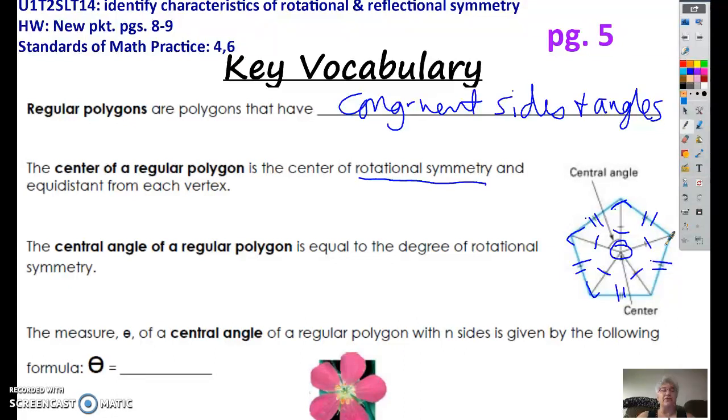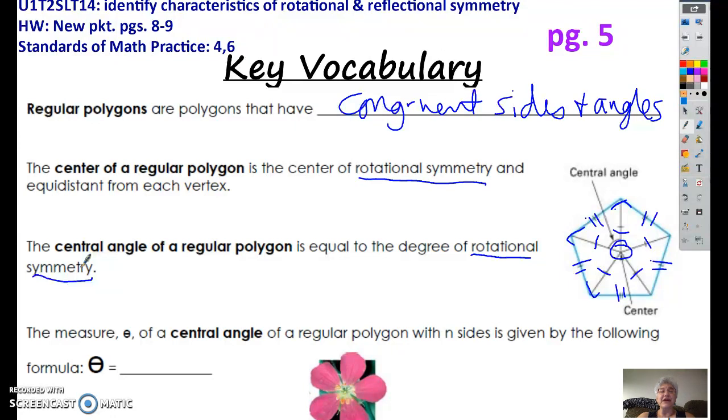The central angle of a regular polygon is equal to the degree of rotational symmetry. Now, we talked a little bit about rotational symmetry in the last packet, and we were mostly talking about how many times we had to rotate the figure to get the same picture again. So if we're looking at our pentagon, we see that if we rotate it 5 times, then we get the same picture of that pentagon all 5 times.